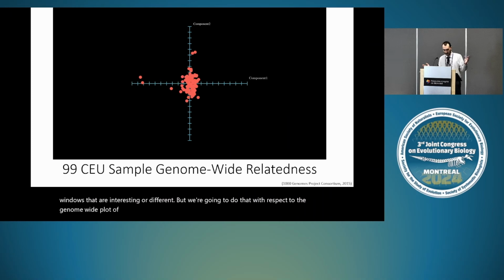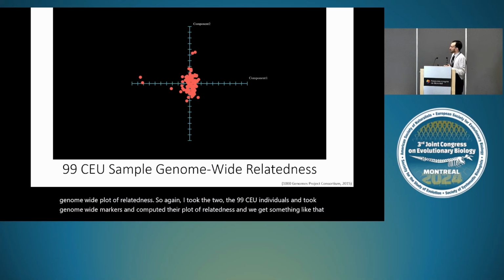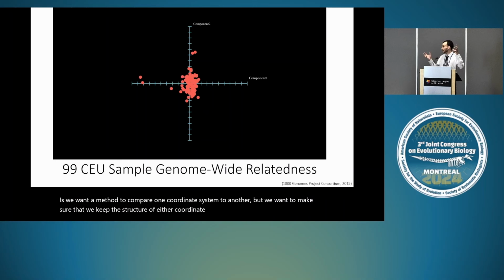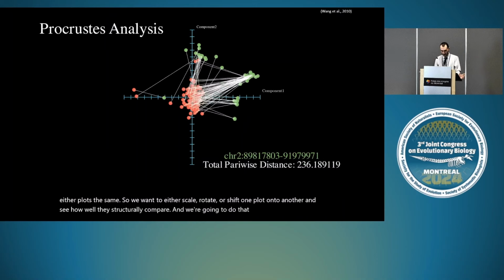So again, I took the 99 CEU individuals and took genome-wide markers and computed their plot of relatedness. And we get something like this. What we want is a method to compare one coordinate system to another, but we want to make sure that we keep the structure of either plot the same. So we want to scale, rotate, or shift one plot onto another and see how well they structurally compare. And we're going to do that using a method known as Procrustes analysis.